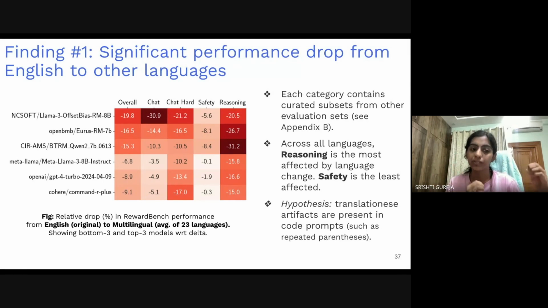Next slide. This is actually a pretty interesting slide because it shows how the accuracy score of these reward models changes when we shift from English to some non-English language. What we've done over here is that we've taken an average of those 23 languages. But what we can see is that even for our best performing model, there is a significant drop of around 7 to 8% from English to other non-English languages. And this drop is most significant for the reasoning category and the least significant for the safety category. So yeah, and next slide.